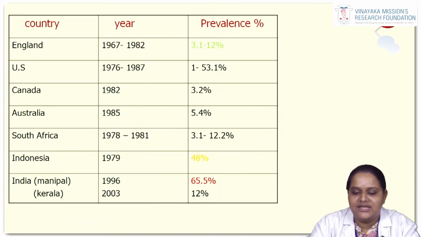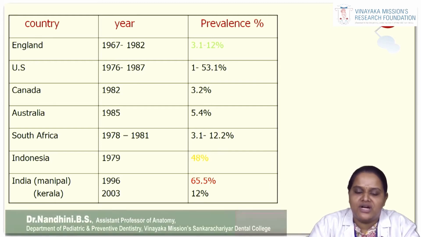This is about the epidemiology of ECC, where India is the most commonly affected country, with a proportion of 65.5%, followed by Indonesia, constituting 48% of the people affected by dental caries, and the least is England, where only 3.1 to 12% of people are affected by caries.